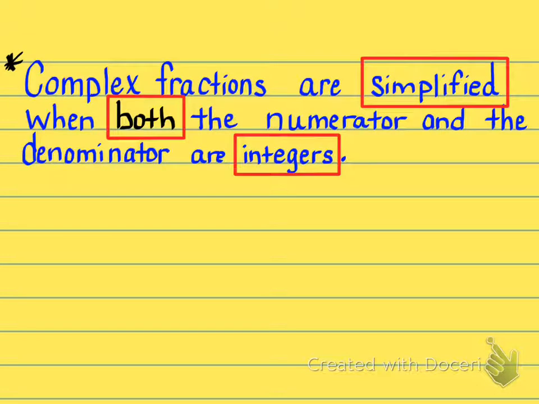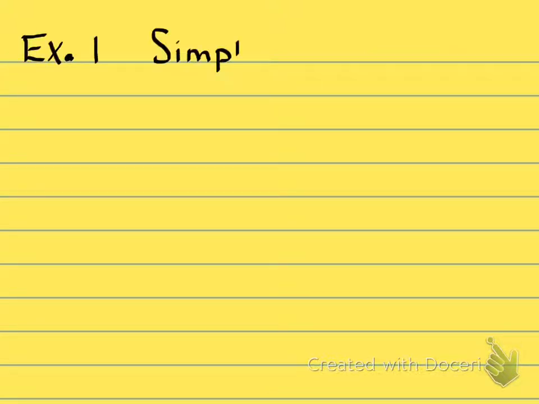As you can see here now too, we have the goal of complex fractions. So it says that complex fractions are simplified when both the numerator and the denominator are integers. So we're basically looking for whole numbers here. So I just added a little note there. Obviously that's not all that integers include, but I just want you to get an idea of what it is that we're looking for. All right, so now we're going to go ahead and move on to example 1.